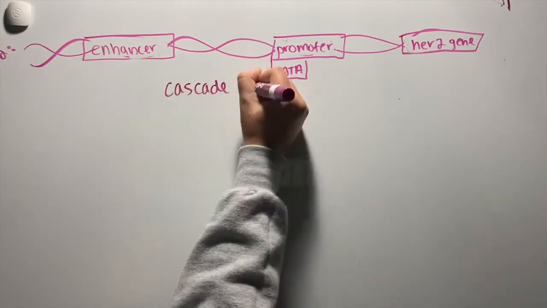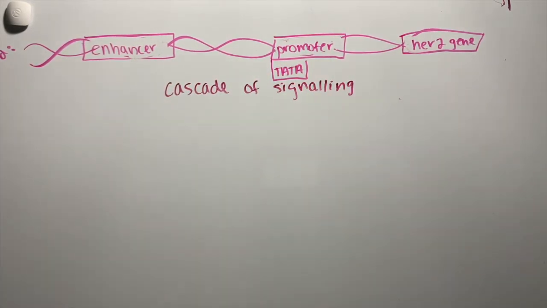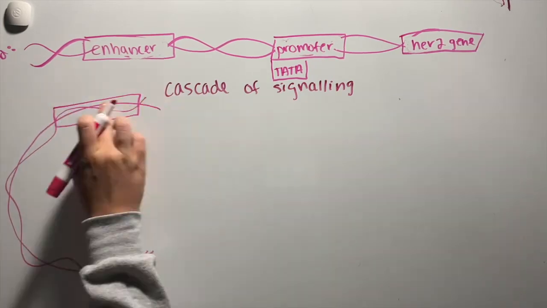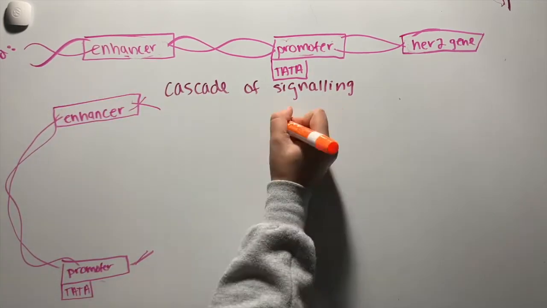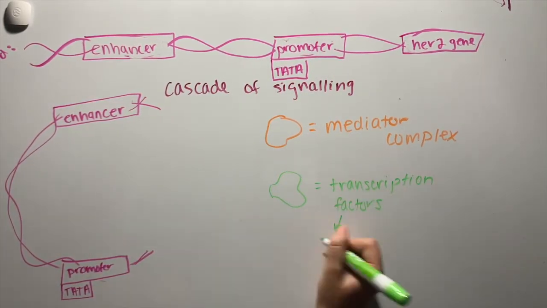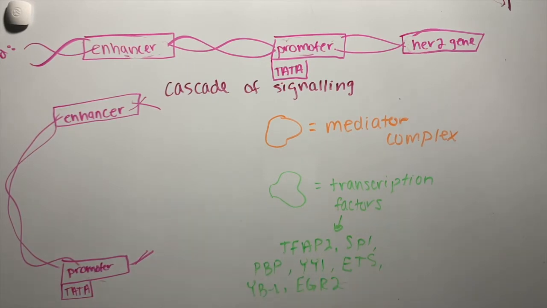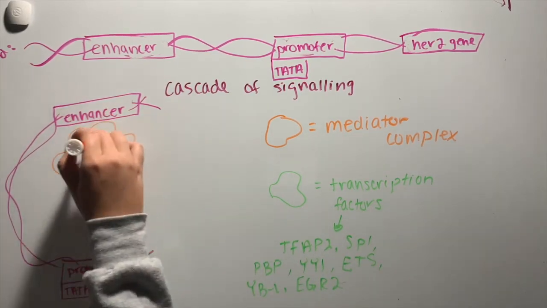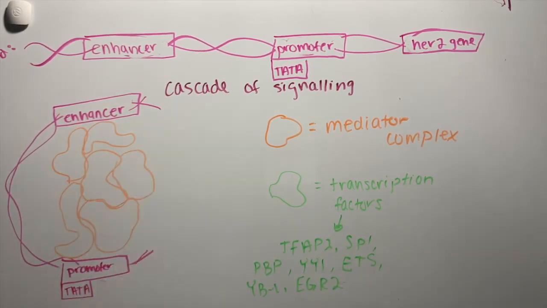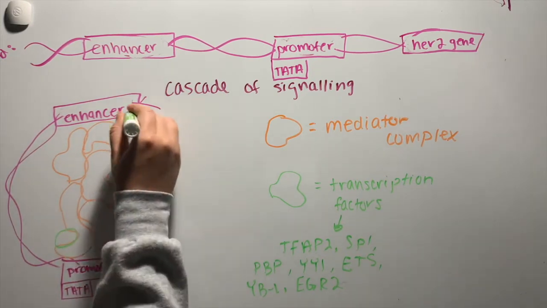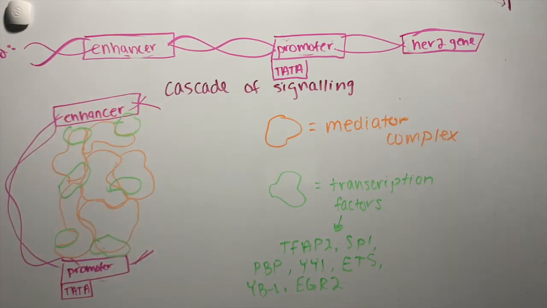Through a cascade of signaling, the transcription factors and mediator complex are activated. This complex is responsible for governing the way that genes are transcribed and RNA polymerase is recruited. Once the DNA opens, the binding proteins, which are the transcription factors and mediator complex, enter to form an activation complex and stabilize the enhancer and promoter regions.